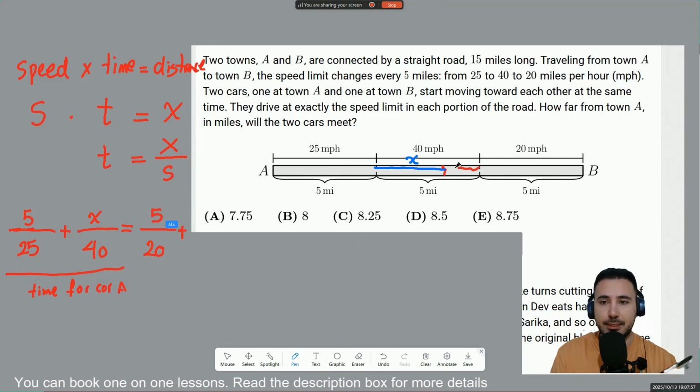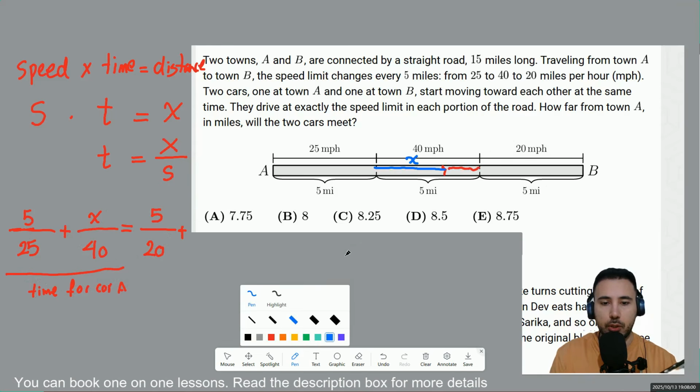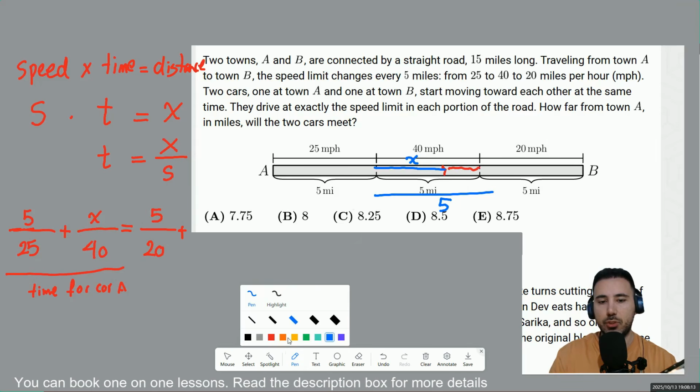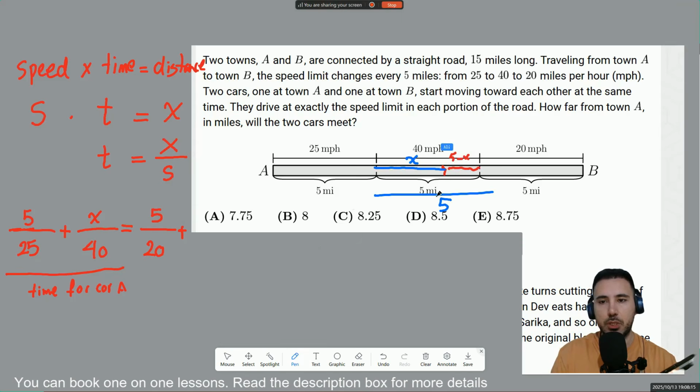Now, what is this distance? Look, we know from here to here is 5. So if I go 5 and x, if I subtract x from this 5, then we're going to have this red part. So the red part is just 5 minus x. So we're going to write 5 minus x. What is the speed? Again, 40. This is going to be the time for car B.